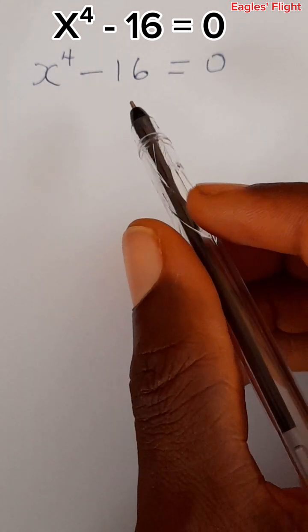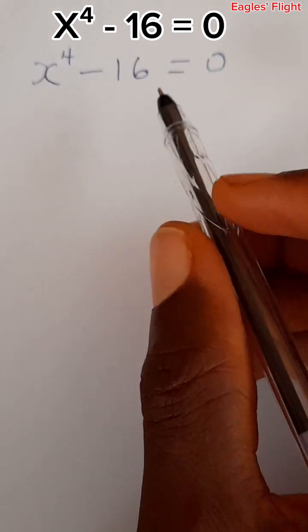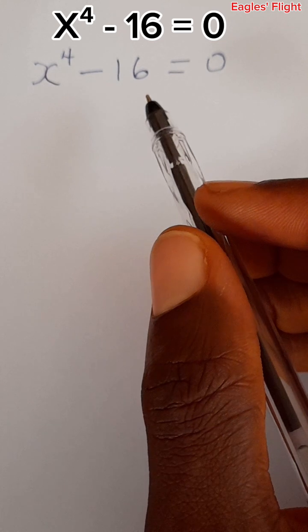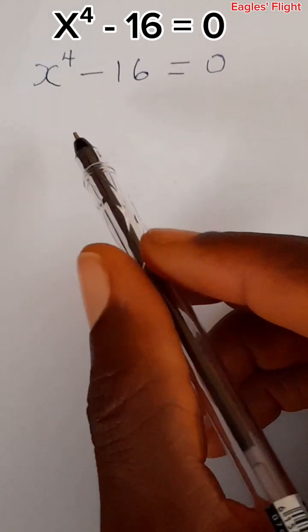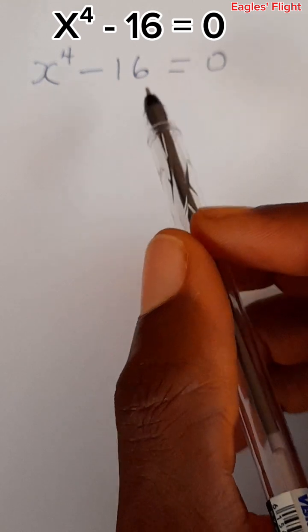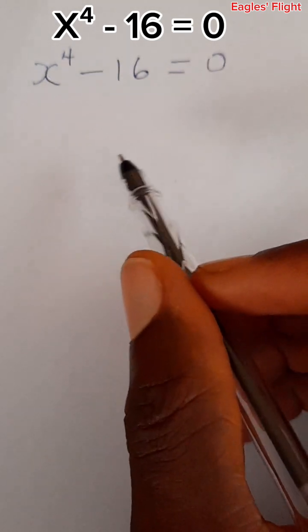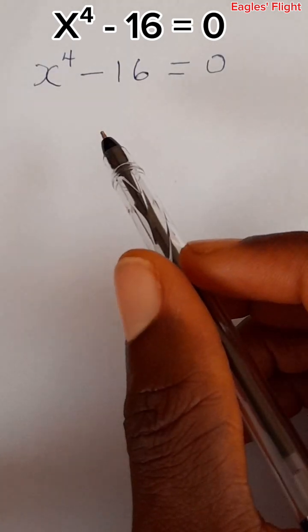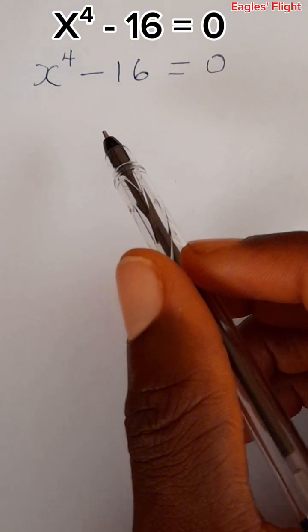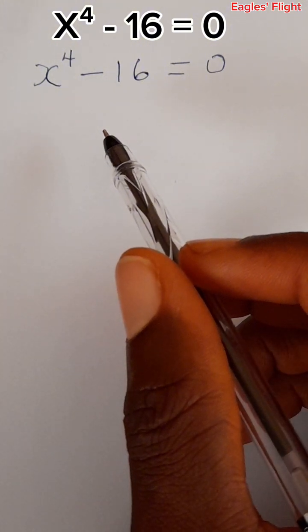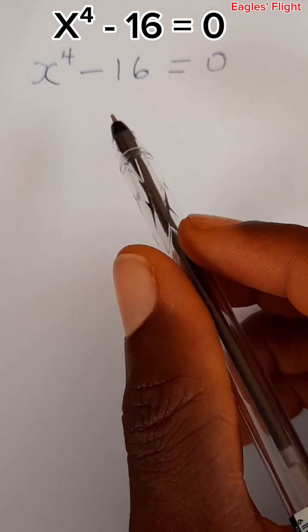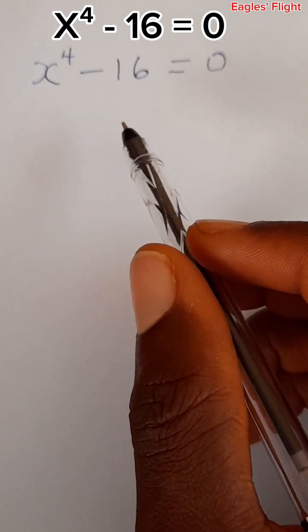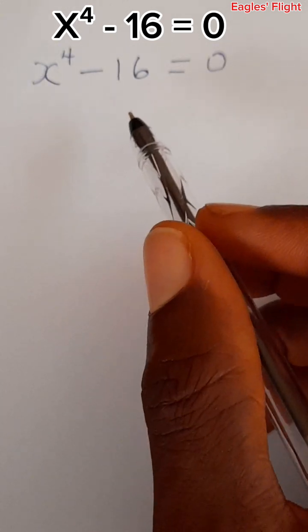I'm looking at this question. The question is from an Olympiad, and we are told to solve x raised to the power of 4 minus 16 equals 0. While looking at the question, you may be wondering, this is quite direct and straightforward. But we are expected to find all of its possible solutions. So let's dive quickly into the question.